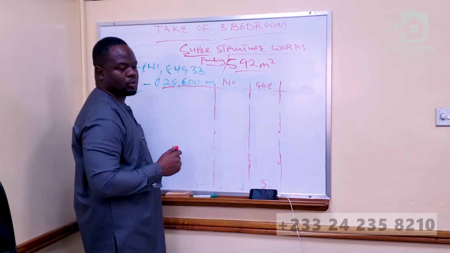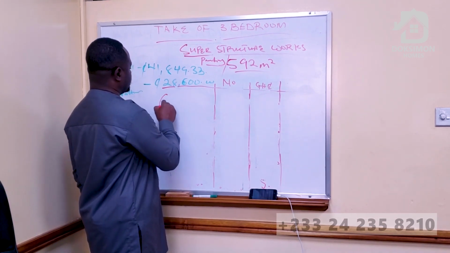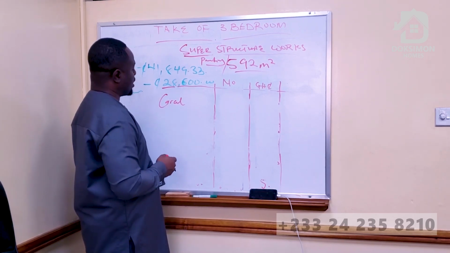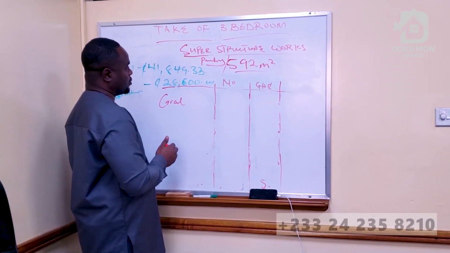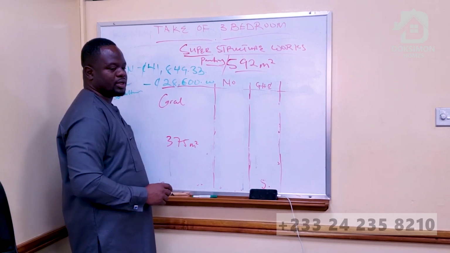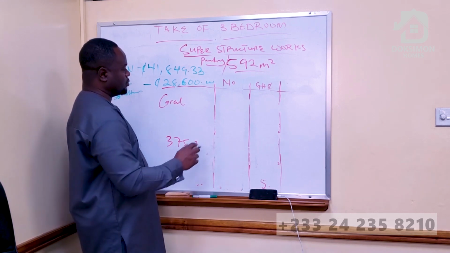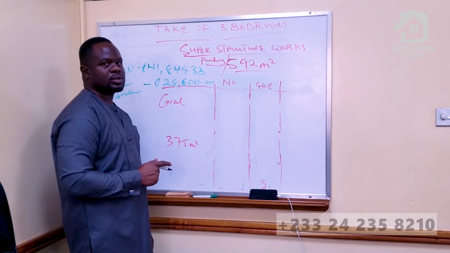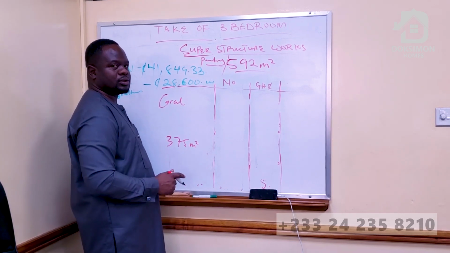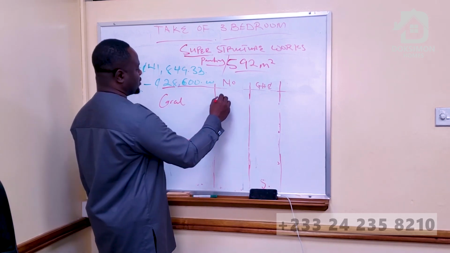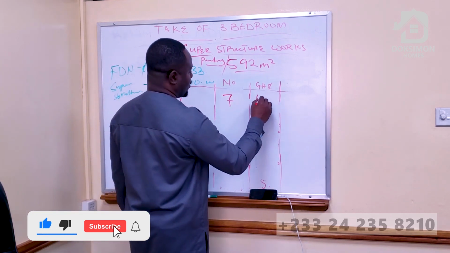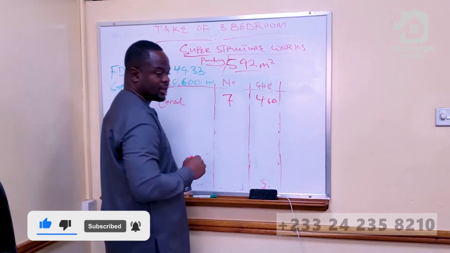All right. So with Coral, there are 20 liters. That's the bigger size. It covers about 375 square meters. This is for one coat, so depending on the number of coats, we need about seven because of the number of coats. And one is 460 Ghana cedis.